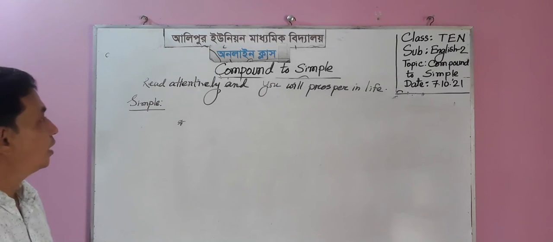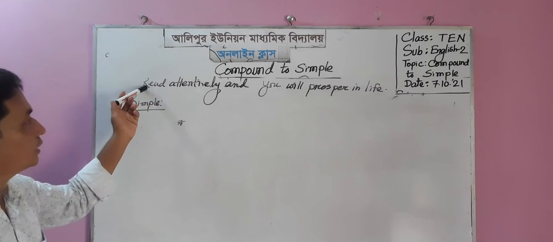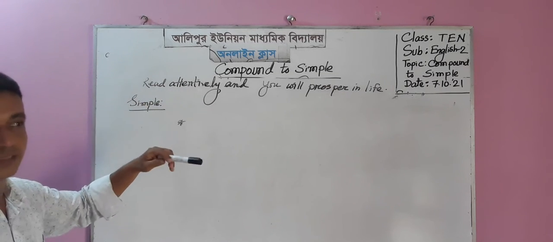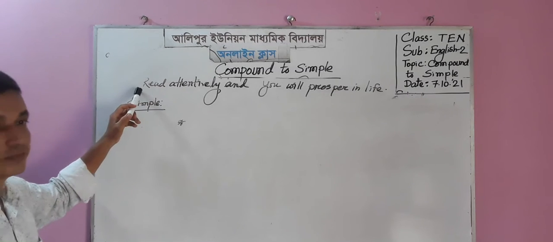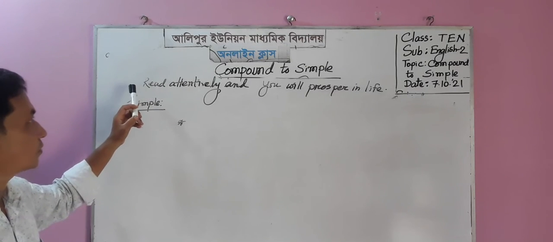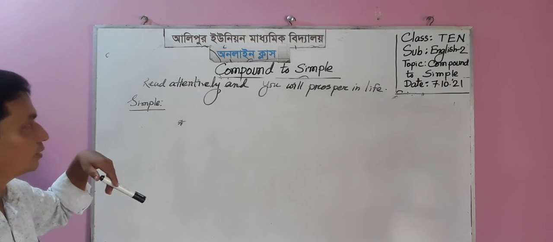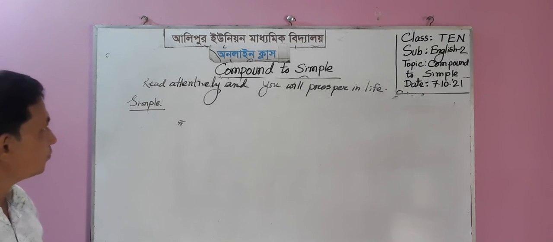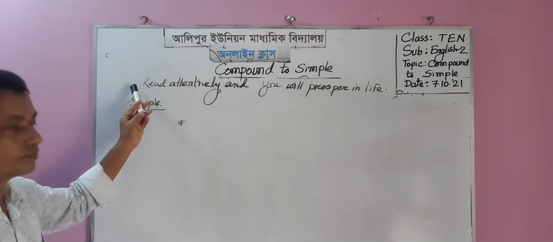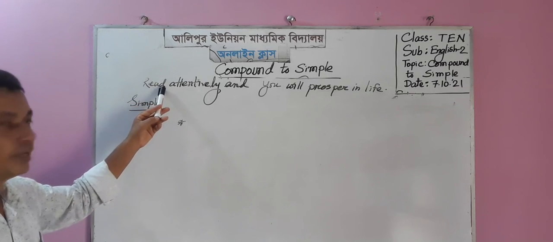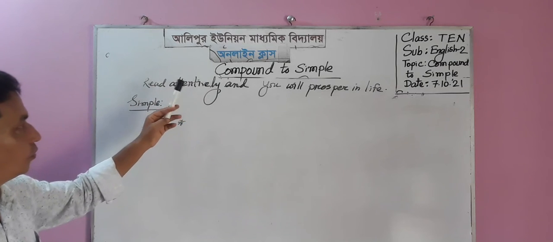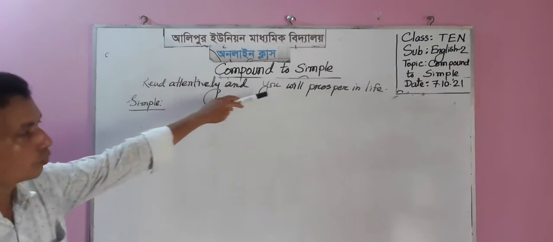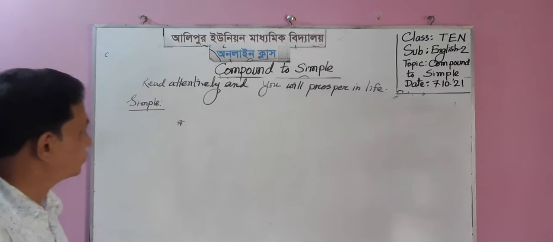Dear students, look at the sentence. Read attentively. It is an imperative sentence, and this sentence expresses advice, because if you read attentively, you will prosper in life. This is actually an advising sentence. The imperative sentence starts with the main verb, and we will also see "and" as the conjunction of the two clauses.